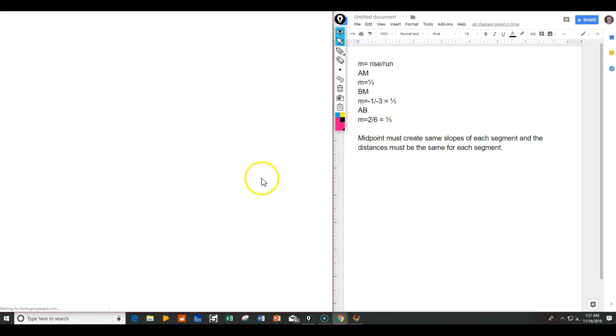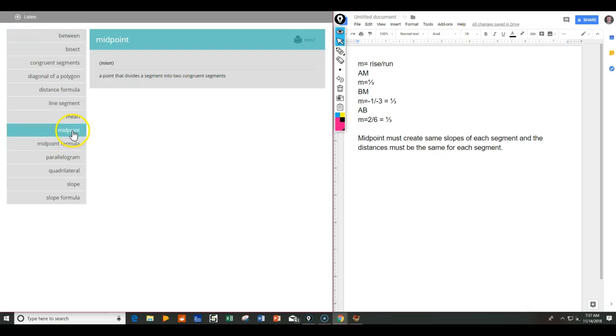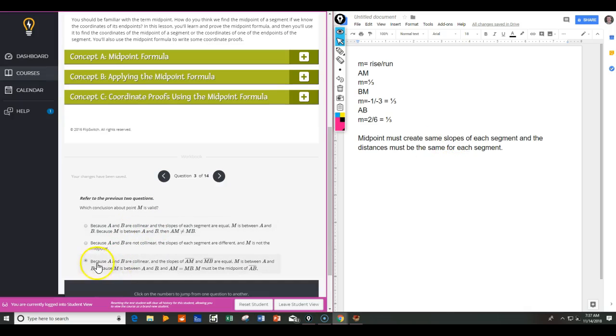Another thing that I could use is the key terms, and you could click midpoint right here: a point that divides a segment into congruent segments. That doesn't really give you a whole lot based off of what they were asking us. So since we eliminated the first two options, I would write what I gathered from this statement down in my notes.